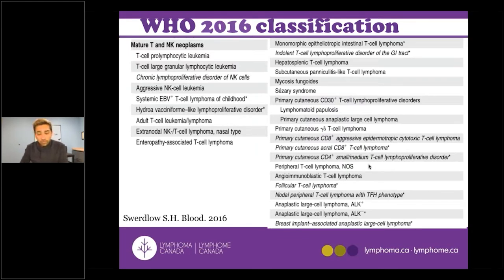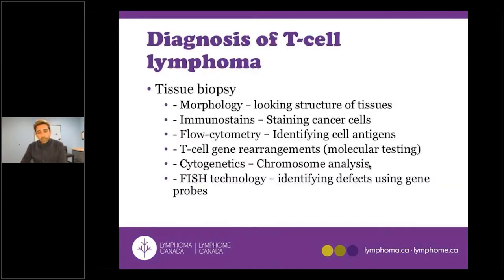Now, there are several types of T cell lymphomas. And as you see, this list is quite exhaustive. There are approximately 28 types of T cell lymphomas, and this list continues to increase as we identify more and more entities. Now, you may be wondering, how do we come up with a diagnosis of T cell lymphoma, and how do we classify these diseases?